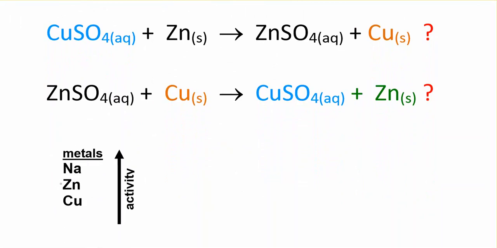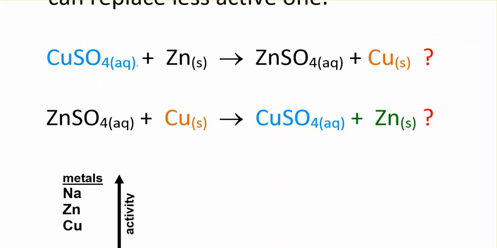According to this table, zinc is up higher, so it's more active. Zinc can replace copper, but not the other way around. So if that's true, then the first reaction should occur. So I'm going to get rid of this question mark. And the second one will not occur. So if a reaction doesn't occur, we don't want to write products. We want to write no reaction. In fact, it's wrong to have products written if the reaction does not occur.